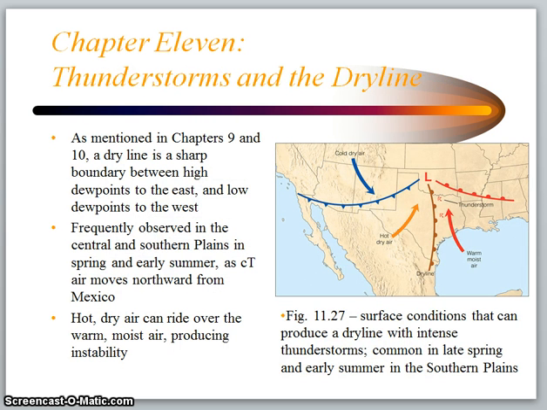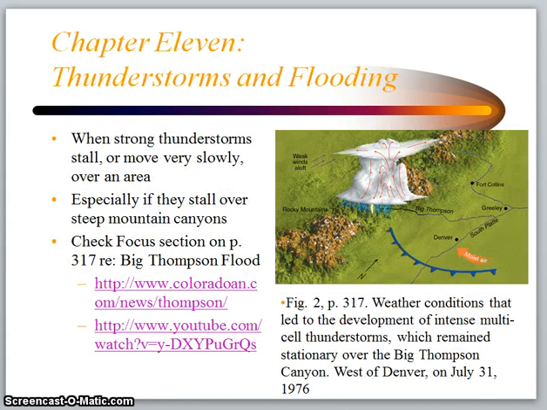As we mentioned in Chapter 9 and also in Chapter 10, dry lines can be significant. A dry line is a sharp boundary between high dew points to the east of it and low dew points to the west of it, often because of very warm, dry air descending on the lee side of the Rocky Mountains in eastern New Mexico and western Texas and northern Mexico in late April, May, and early June. That's when continental tropical air starts to develop over northern Mexico. This is frequently observed in the central and southern plains during the latter part of the spring and the early part of the summer. The hot, dry air can override the warm, moist air, and that produces instability, as seen in Figure 11.27 from your textbook.